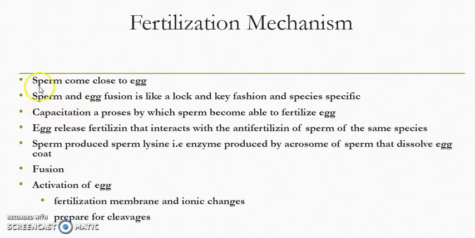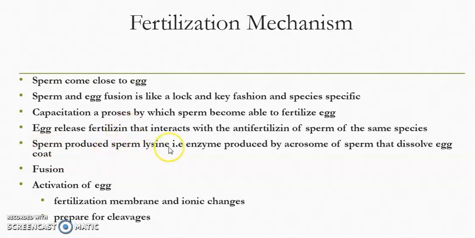First of all, you see that the sperm comes close to the egg. Sperm and egg fuse in a lock-and-key fashion, which is species specific. Capacitation is the process by which the sperm become able to fertilize the egg. The egg releases fertilizin that interacts with the antifertilizin of the sperm of the same species. This helps the egg and sperm recognize each other.